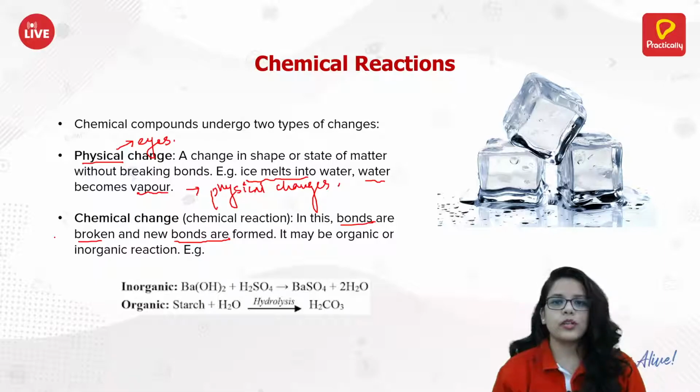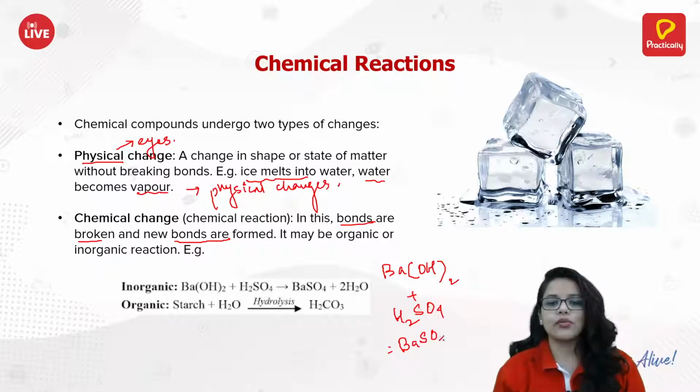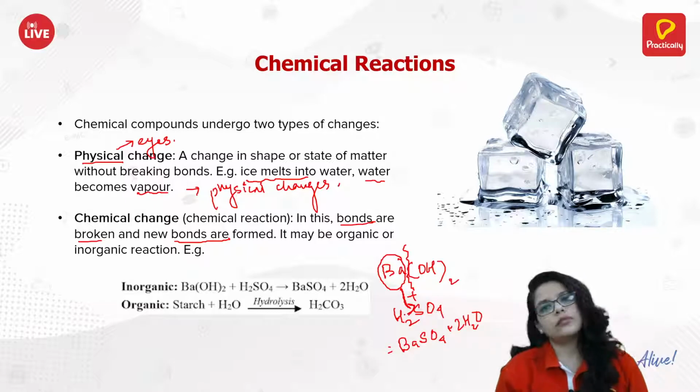How? Suppose, look at this reaction. So this is Ba(OH)2, that's barium hydroxide, which when added to H2SO4, that is sulfuric acid, it becomes BaSO4 and 2H2O. So what happened? This barium actually came and attached itself to this sulfate. So the bonds break here and it attaches here.